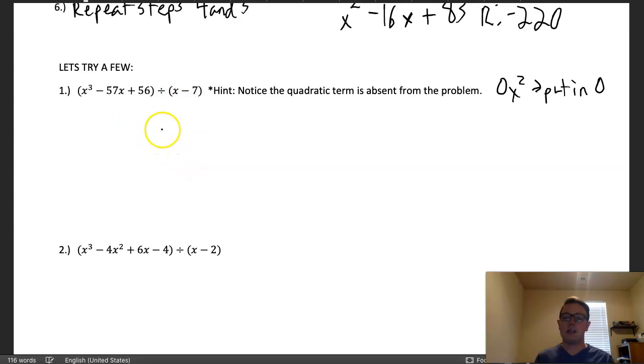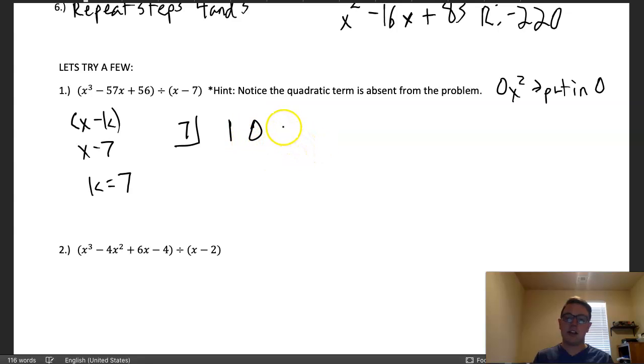Our first step is going to be put k in a box. We have x minus 7. So we're looking for x minus k. We have x minus 7, so k is going to be 7. Put 7 up in a box here, and we'll write down our coefficients. Our x cubed coefficient is 1. Our x squared is 0. Our x is negative 57. And our constant term is positive 56.